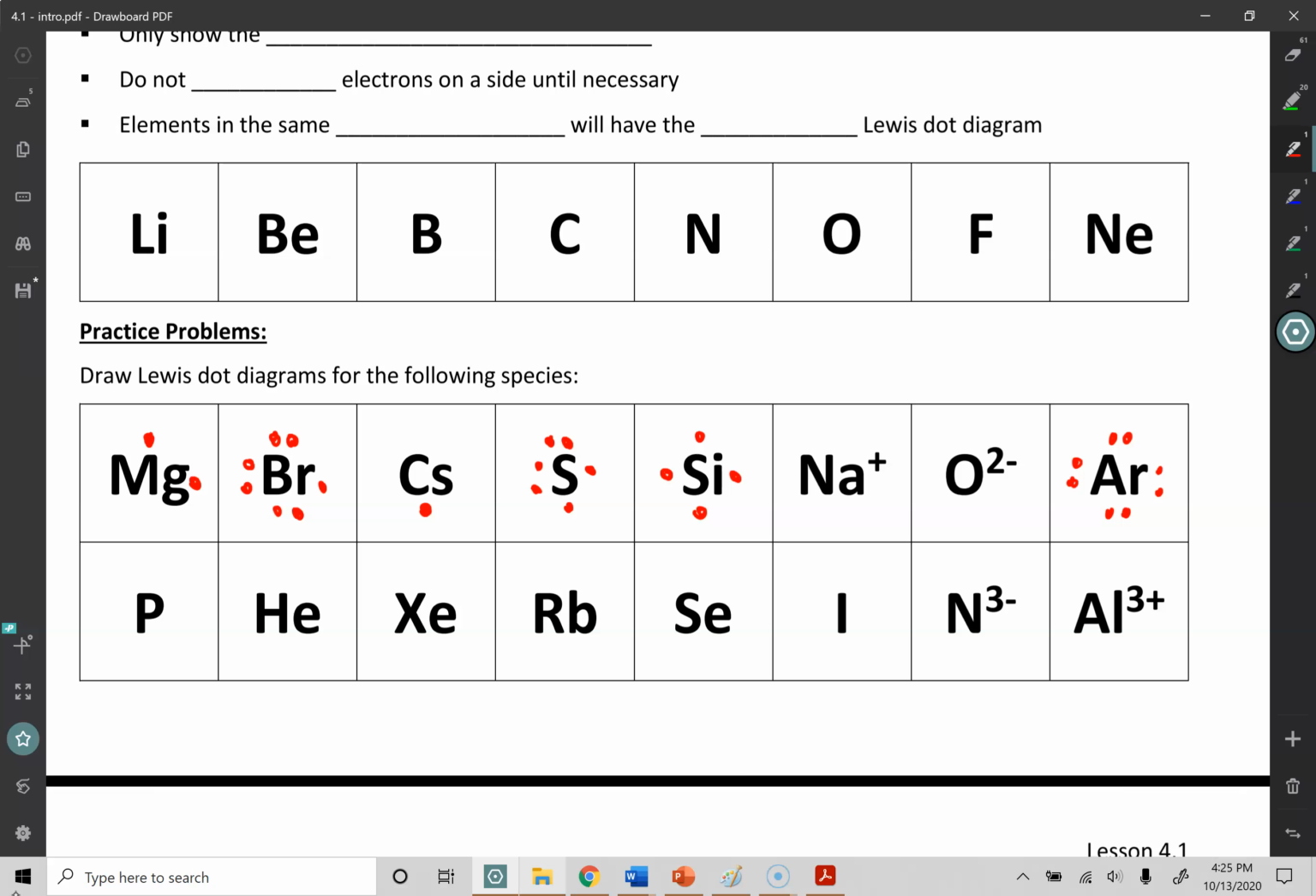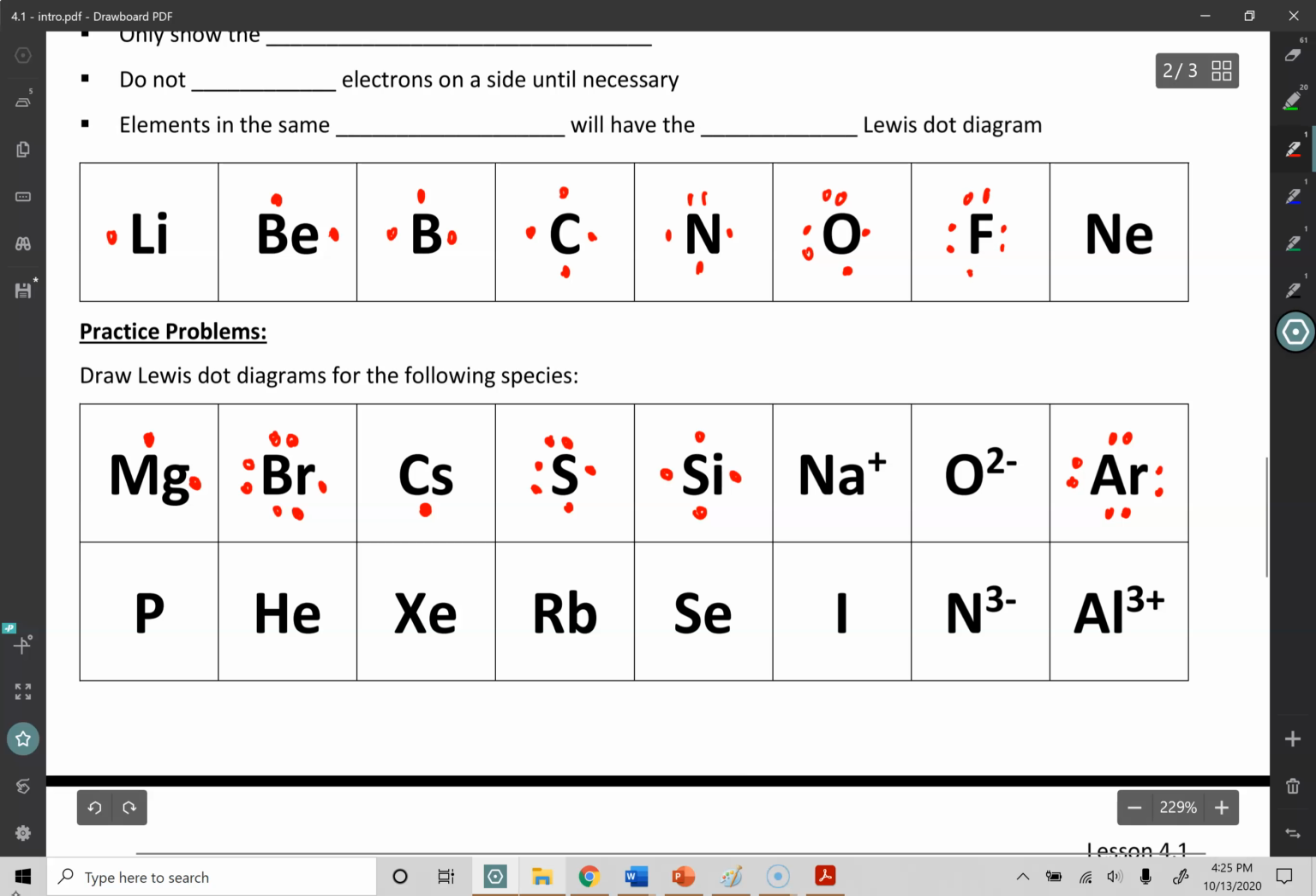If you compare the Lewis dot diagrams that you just drew to the ones that you had from before, hopefully you have noticed a pattern. Elements that are in the same group are going to have the same number of valence electrons. So for example, bromine and fluorine are in the same group, and both of them have 7 valence electrons. Neon and argon both have 8 valence electrons. They're both in the same group.